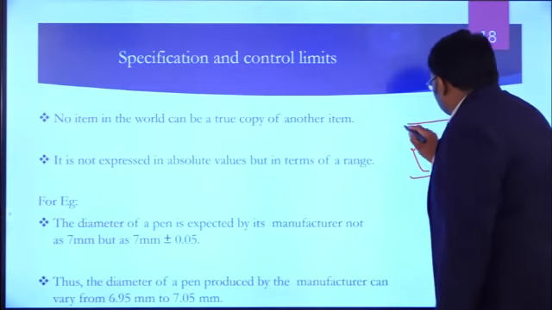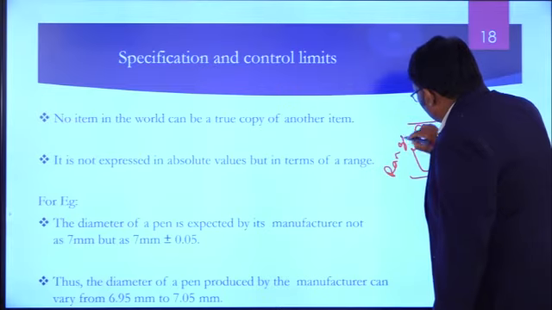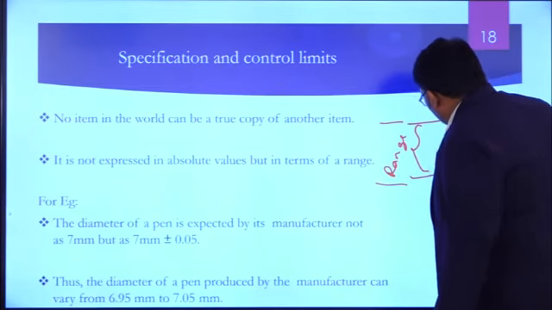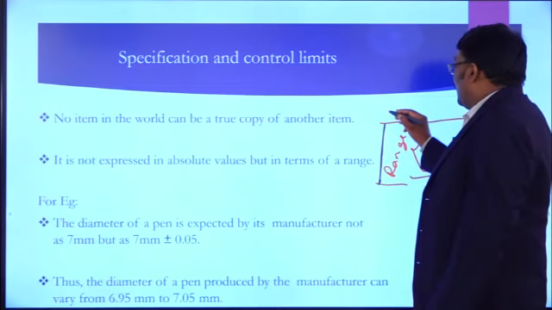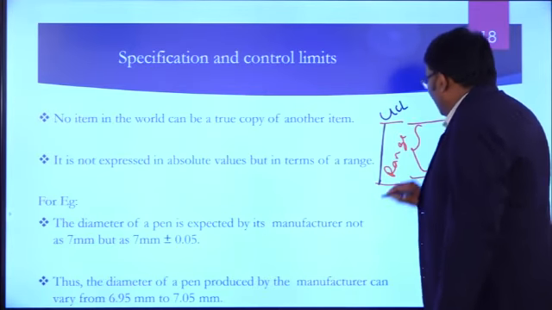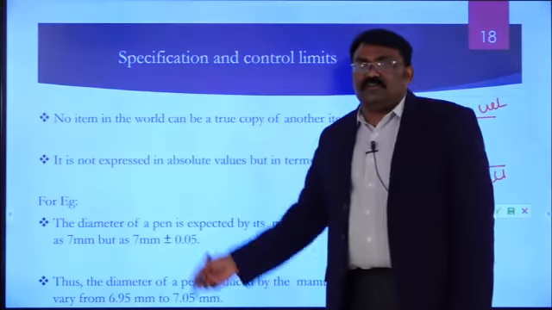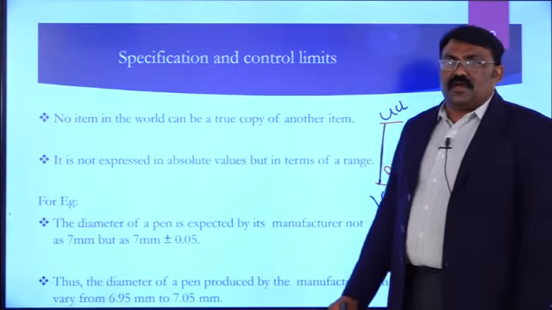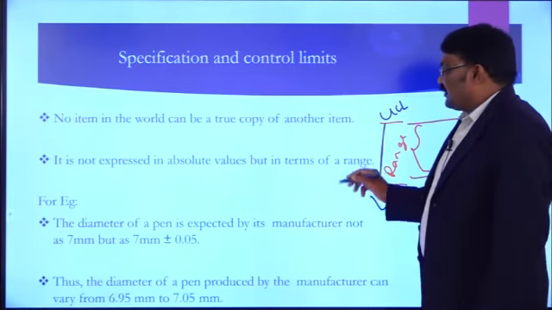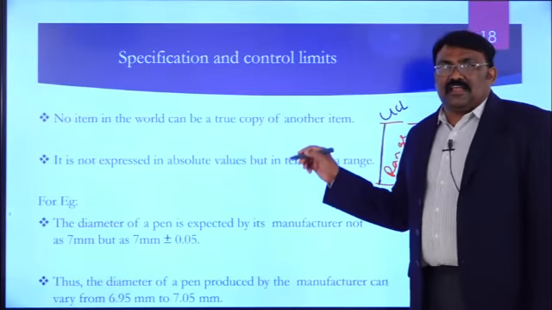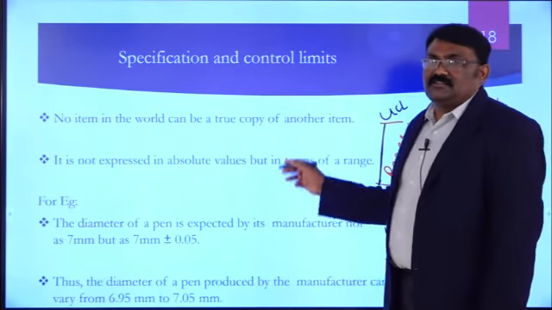That means this is what is called the range, this level and this level. So it is under the UCL and the LCL. In these two limits we have the products manufactured. That means the exact level cannot be produced, but it would be produced within those limits.